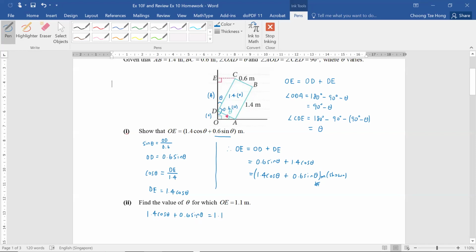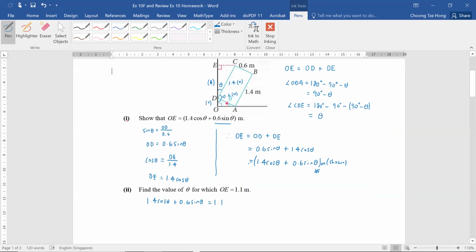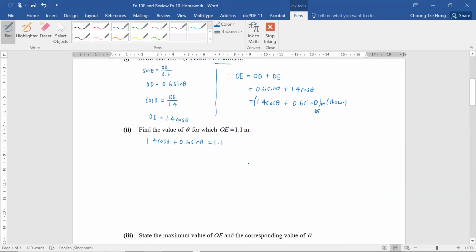Okay, so we are able to solve the equation just like this. What we need to do is use the R formula to convert this 1.4 cosine theta plus 0.6 sine theta. For most questions, usually they say put it in a certain form, R cosine theta plus alpha, or theta minus alpha, or R sine theta plus alpha. But in this question, they didn't say. So how do we decide what to let it be?